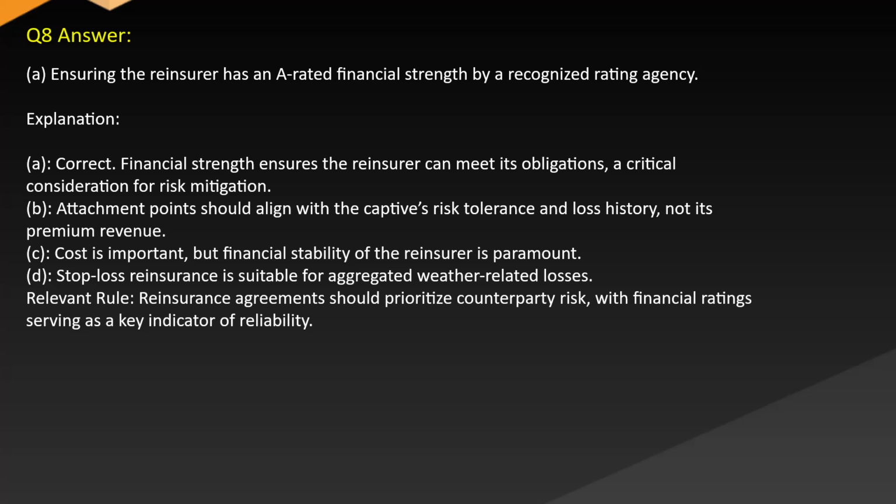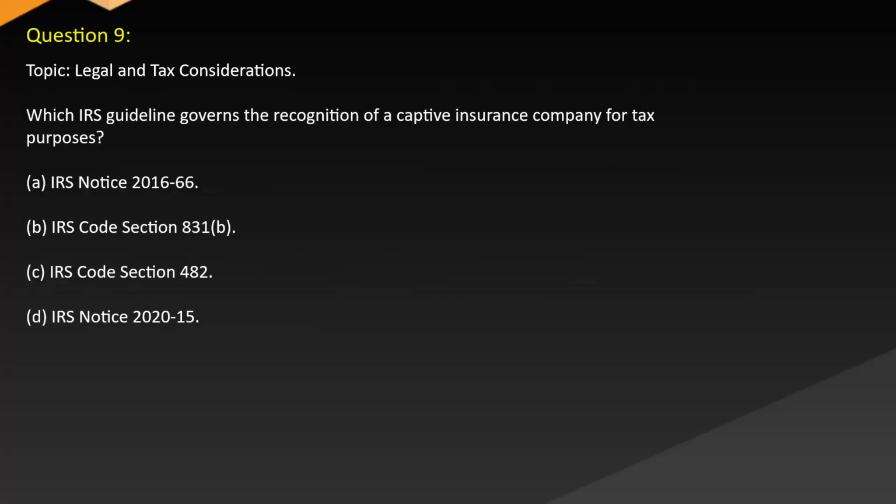D. Stop-loss reinsurance is suitable for aggregated weather-related losses. Relevant rule: reinsurance agreements should prioritize counterparty risk, with financial ratings serving as a key indicator of reliability. Question 9. Topic: Legal and tax considerations. Which IRS guideline governs the recognition of a captive insurance company for tax purposes?